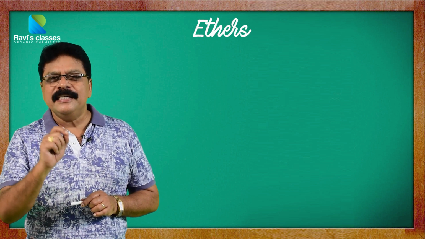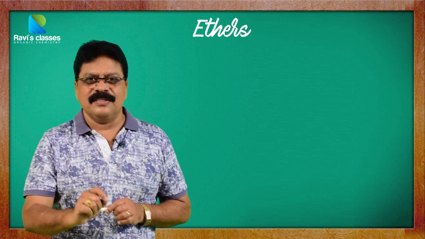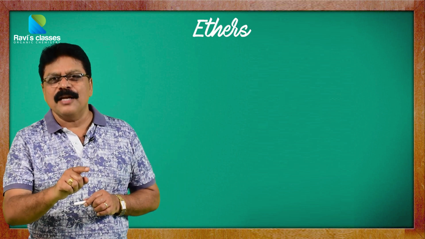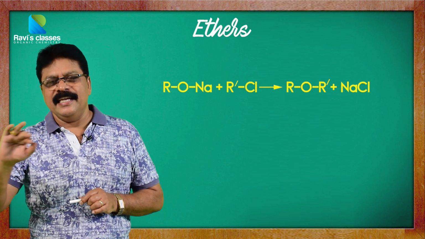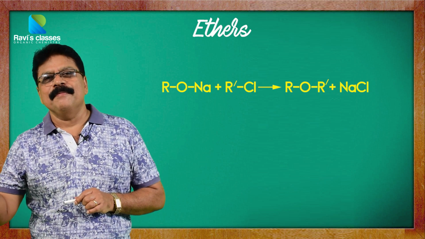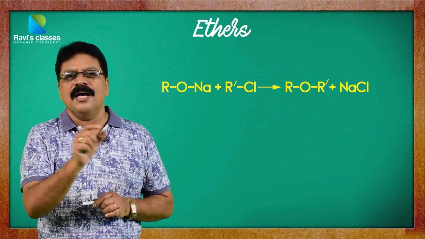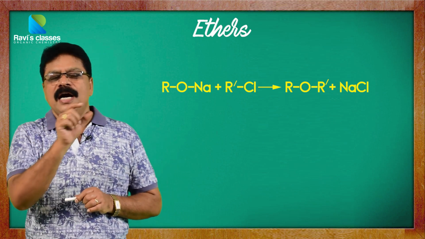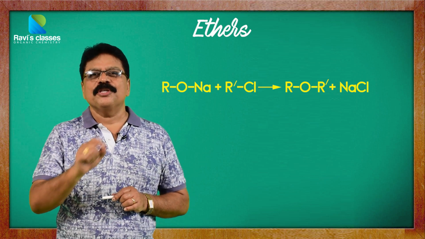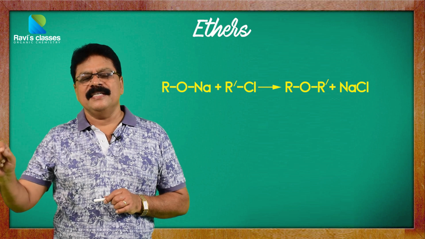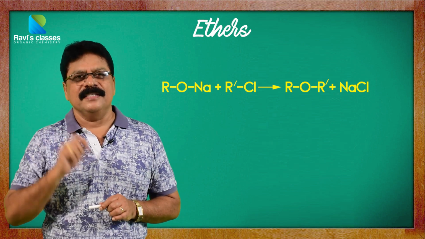Williamson found an easy method to prepare ethers using sodium alkoxide. Whenever a sodium alkoxide is treated with an alkyl halide, the RONa gives Na plus, and the Cl minus of the alkyl halide goes off, resulting in the formation of ROR'. So RONa plus R'Cl results in the formation of ROR' plus NaCl. This is the Williamson synthesis of ethers.